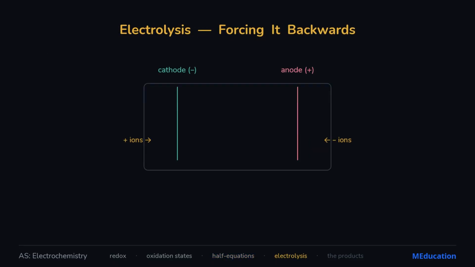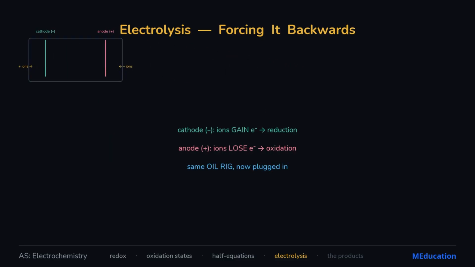Now we run redox in reverse. Some reactions won't happen on their own, so we push electrons in with a power supply. That's electrolysis. Dip 2 electrodes into a molten or dissolved ionic compound and switch on the current. Positive ions crawl to the negative cathode, negative ions crawl to the positive anode. Electricity does the forcing. At the electrodes, the transfer happens.